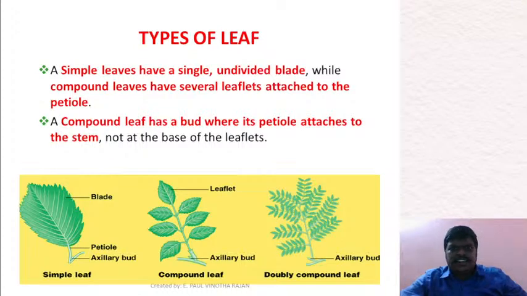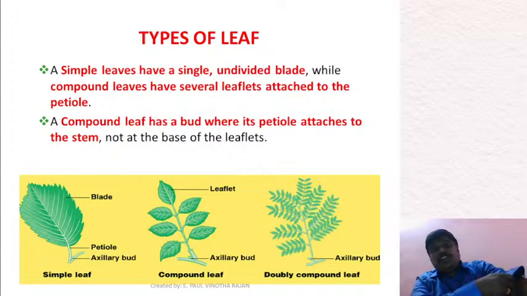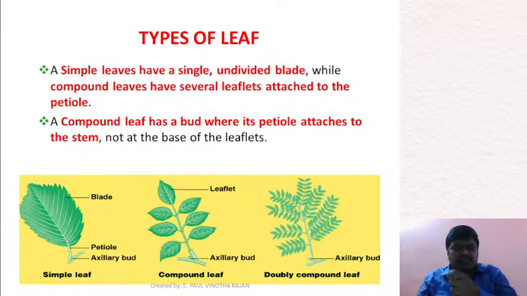Welcome back, children. The next topic that we are going to talk about today is the types of leaves. There are three types of leaves: simple leaf, compound leaf, and doubly compound leaf. These are all the three types of leaves.